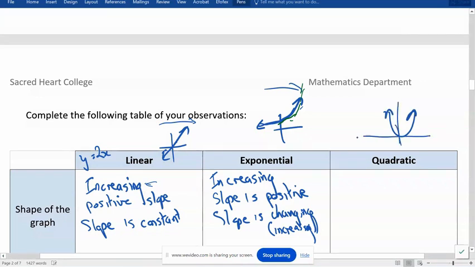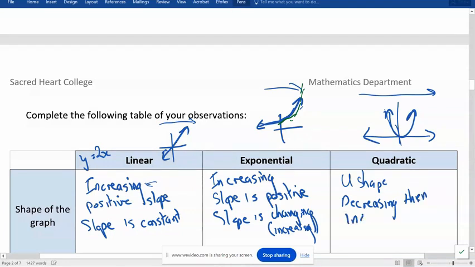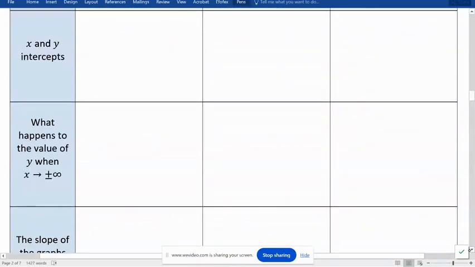So when we look at this, what we call a quadratic, the shape of the graph, we could say it's a U shape. You can say whatever you like there, really. But I'd say as you're going from left to right, it's actually going down. All right, see that? It's decreasing and then increasing. So it's decreasing, then increasing. But also say the slope is always changing. All right. So we'll look at the next one.